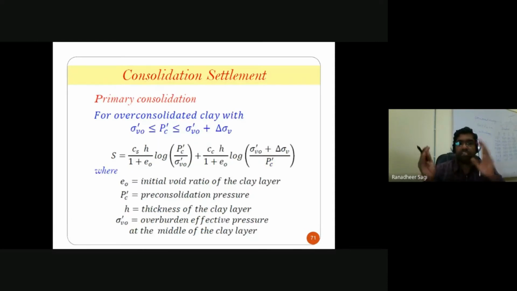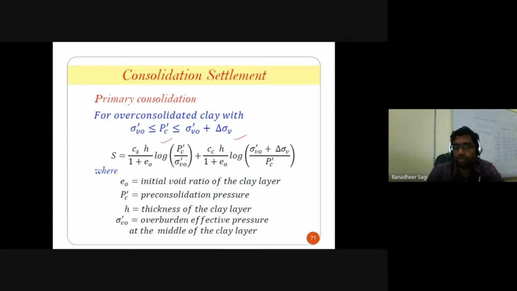And in case part of the loading refers to your over consolidated region of the curve and part of the loading refers to your normally consolidated region of the curve, then the estimated settlement is going to be on the basis of your over consolidated portion of the curve with slope Cs, and the rest part of the loading region corresponding to the normally consolidated part of the curve with slope Cc. So based on both of them, you are going to be estimating the complete settlement in that particular soil.